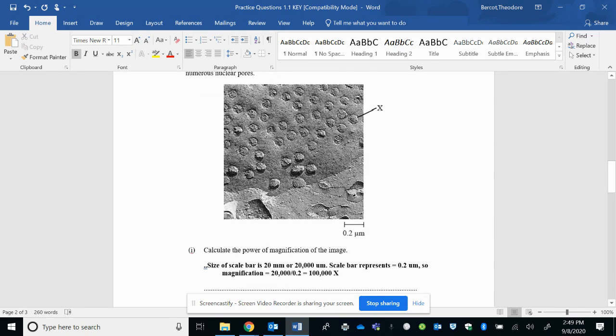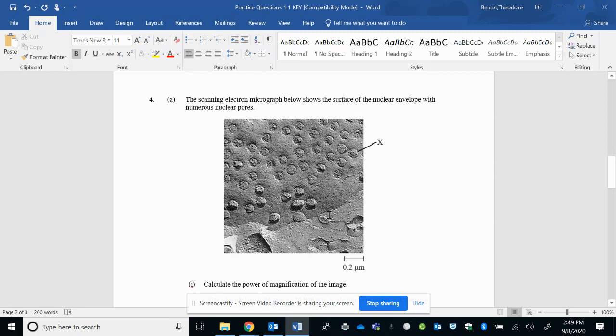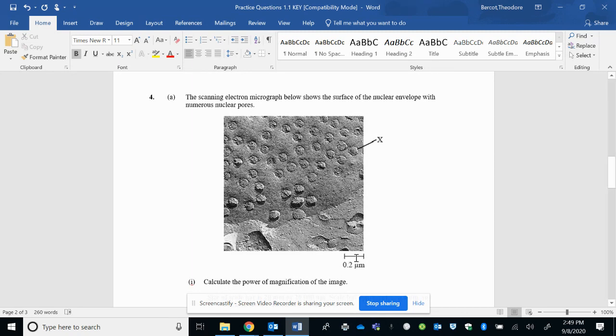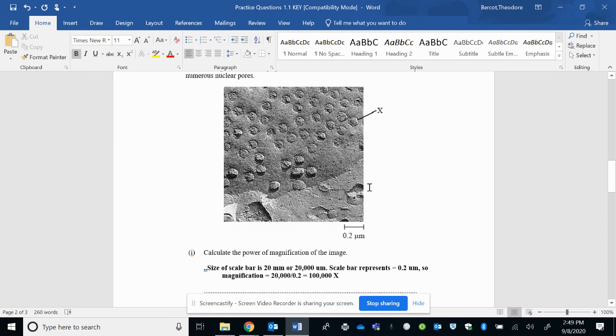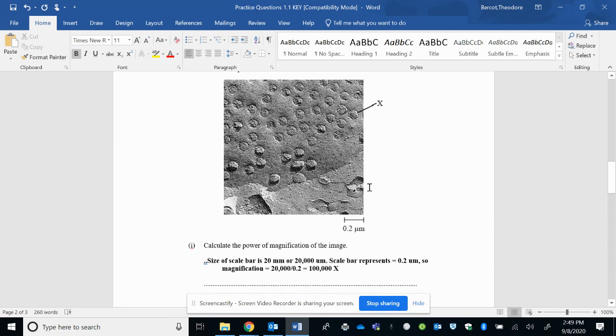Okay, for this one, I told you that if you measure the scale bar, it's 20 millimeters. And if you measure the diameter of a pore, that was 10 millimeters. That was to help you guys out. So calculate the magnification. The scale bar is 20 millimeters. If you convert that into microns, it's 20,000 microns. And the scale bar represents 0.2 microns. So magnification equals 20,000 divided by 0.2 equals 100,000 times.